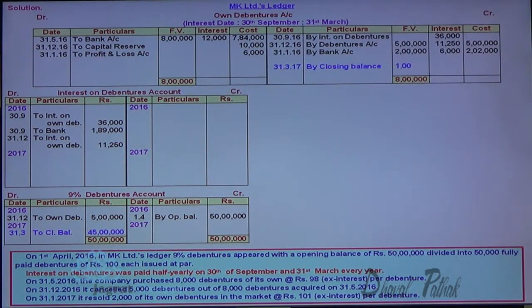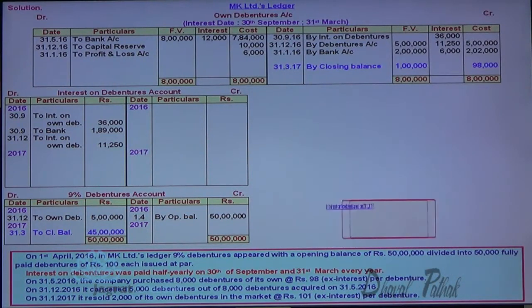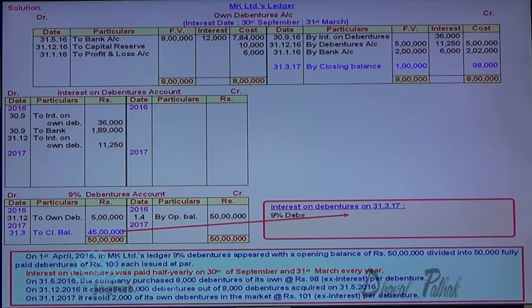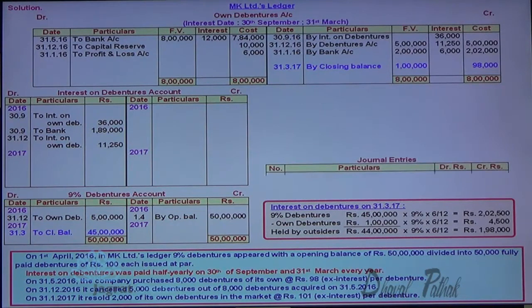See, 1 lakh is the own debenture held by me, and its value is 98,000. Now, 45 lakhs is the total debenture. Own debentures are 1 lakh, and 44 lakhs are held by the outsiders. 9% interest rate for 6 months. This is the total interest payable on 1 lakh, interest on own debenture. It is not to be paid by issuing a check, but it is to be accounted for. And 44 lakhs into 9% into 6 by 12, this is the interest payable to outsiders.